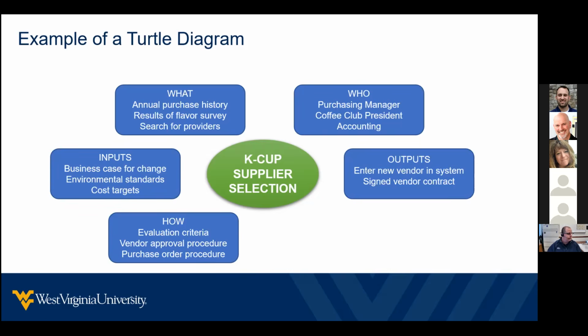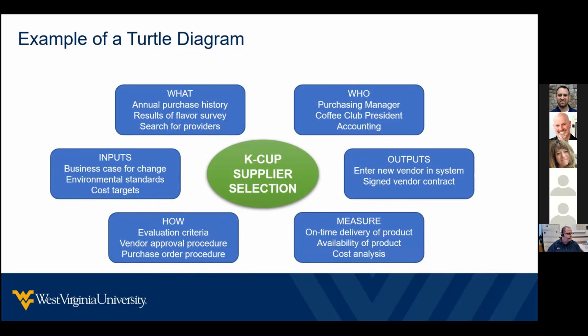Now that we know what we're going to do and how we're going to do it, we need to look at who will be responsible. Obviously, we need someone from purchasing and accounting, because they will be executing the vendor approval procedure and purchase orders. But we also need the coffee club president, because they, my friends, are the voice of the people. And if an office is full of angry people, that's a place that I don't want to be.